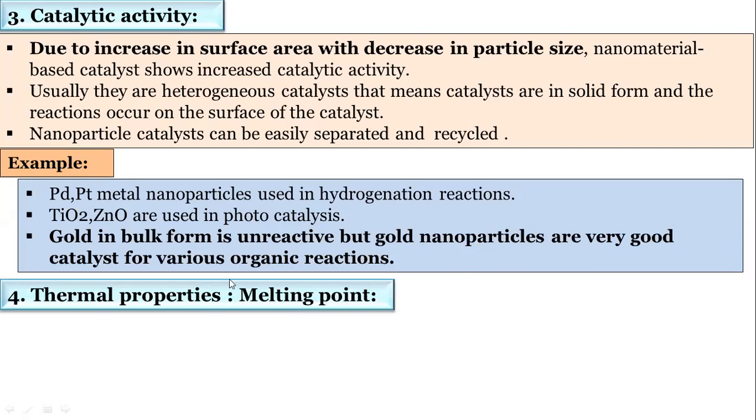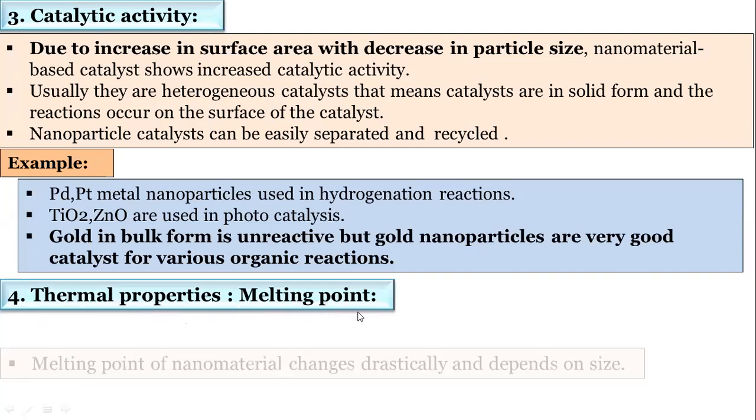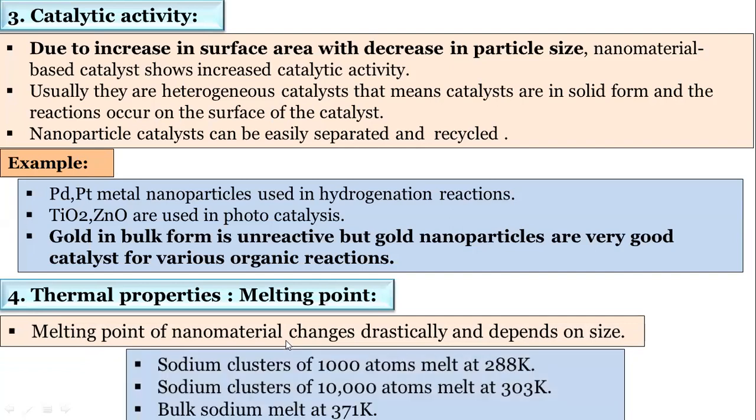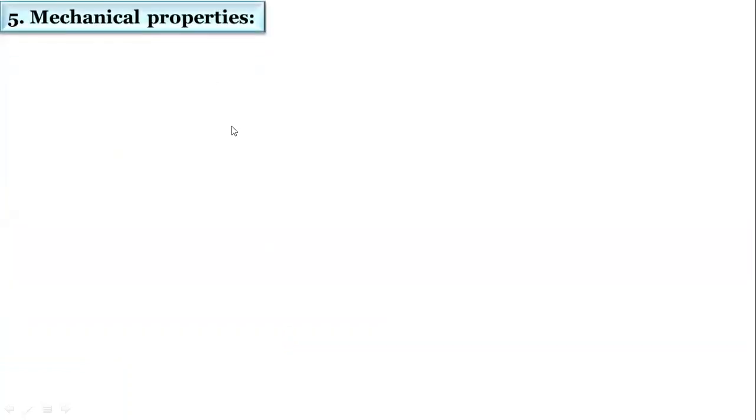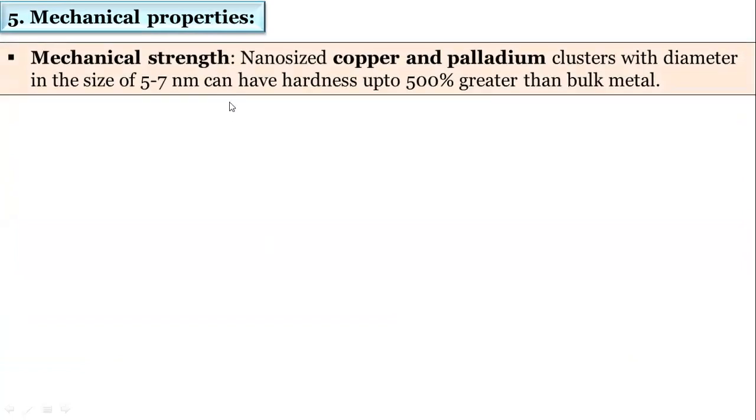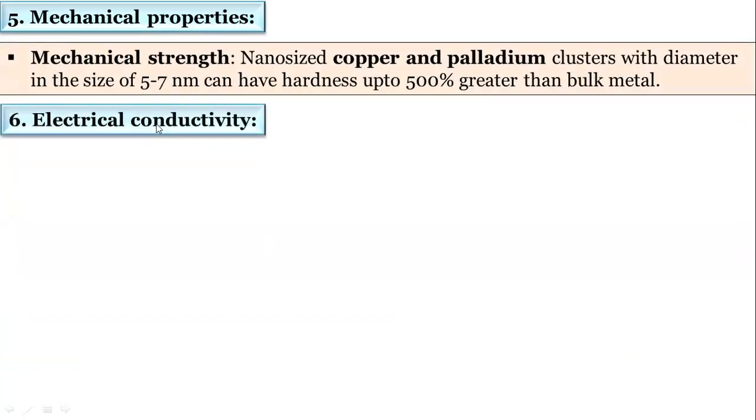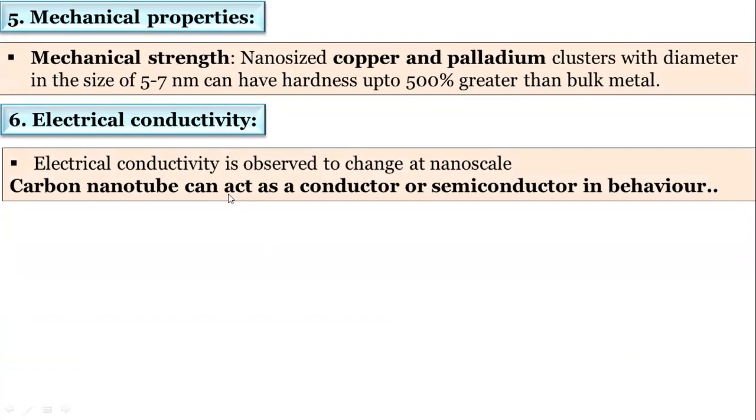You can check your sheet also, and you can check your textbook also. This is non-evaluative for this year. Remember, thermal properties will not be asked for exam. Then next one is mechanical properties also. This is not for exam. This is a reduced syllabus. Then electrical conductivity, this is also reduced.